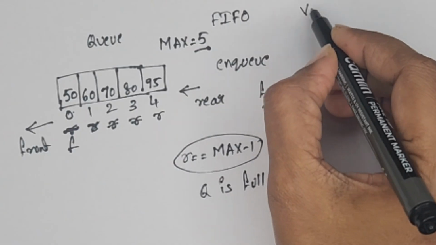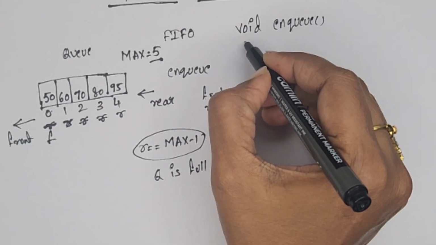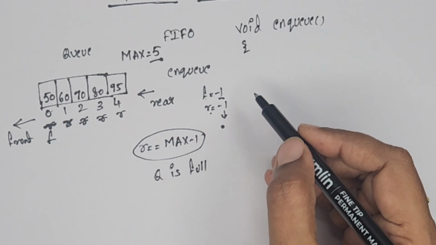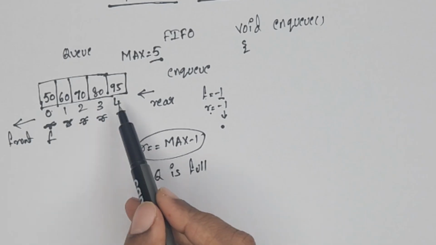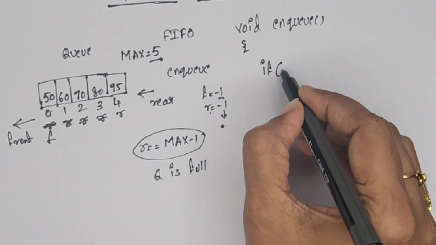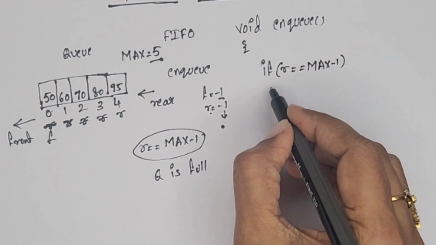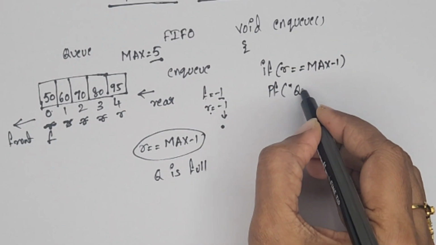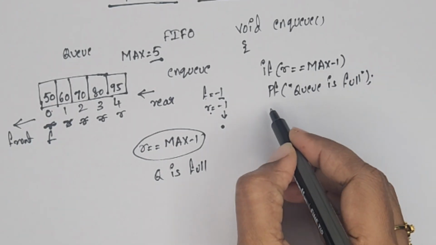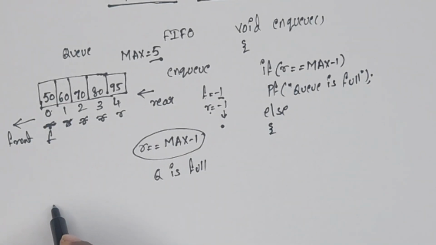Okay, now I'm going to write the enqueue function. So first, whenever we are inserting an element, we have to check whether it is full or not. If we take this example, it is full, I cannot insert the element. So we'll write the condition. If rear equals maximum -1, then print one message, queue is full. We cannot insert the element. Else, otherwise we can insert the element.